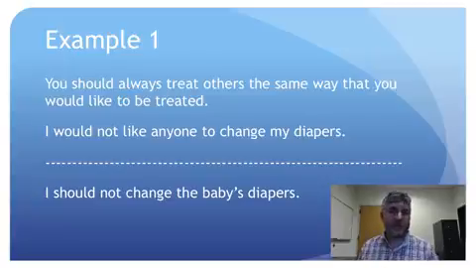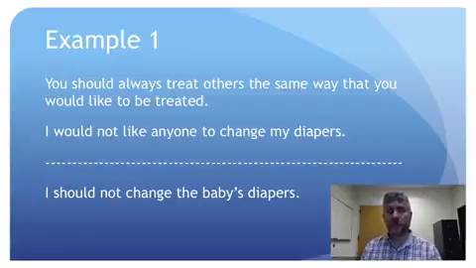Now, that doesn't mean that I should baby my children, but I shouldn't treat them the same way that I would like to be treated myself. I shouldn't treat them as if they're adults. Okay, so that's a counterexample to premise 1. And that counterexample shows that premise 1, stated in the way that it's stated here, is false. And so this argument does not work. This argument does not succeed in showing that I should not change the baby's diapers.